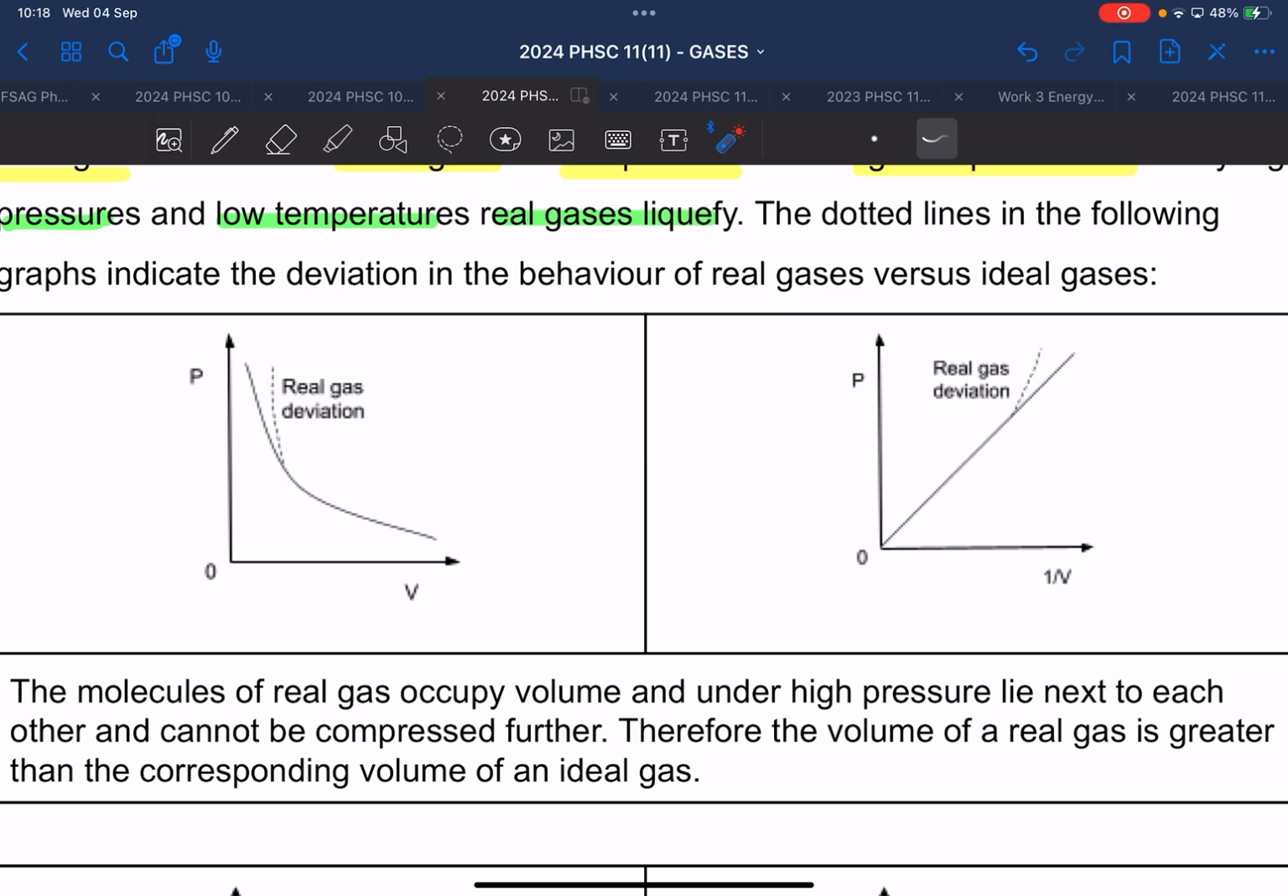Alright, so we have pressure versus volume. Now I'm going to read the graph from right to left. If the volume is very big, then the pressure is very low. So again, if I take this here.